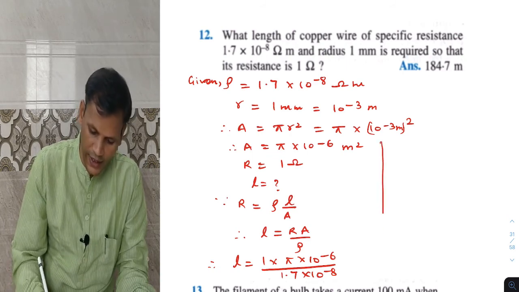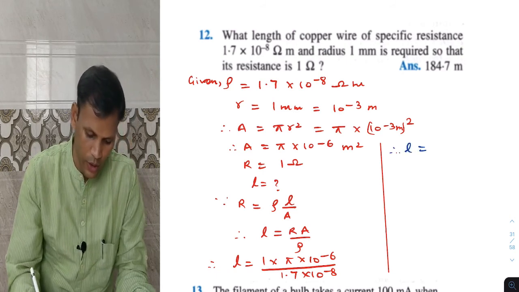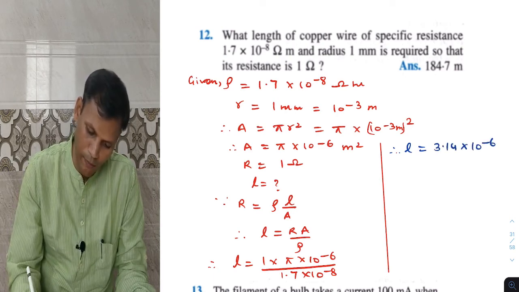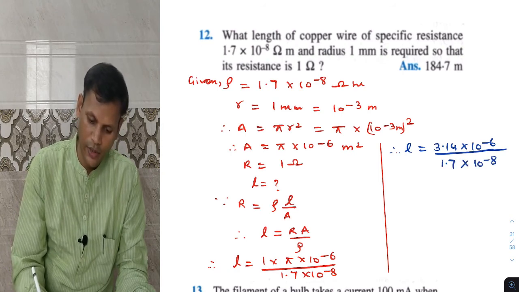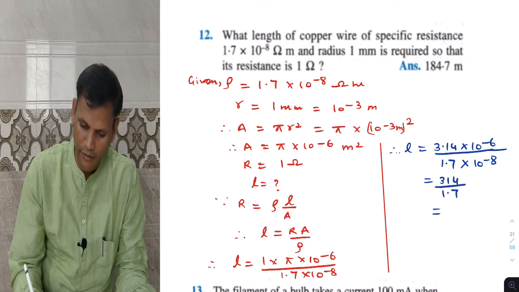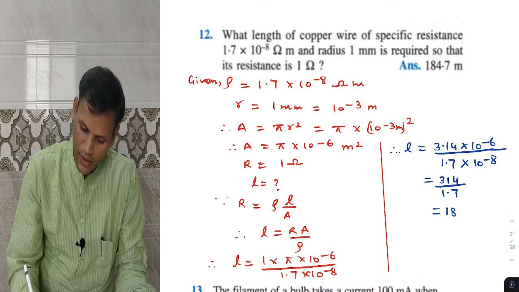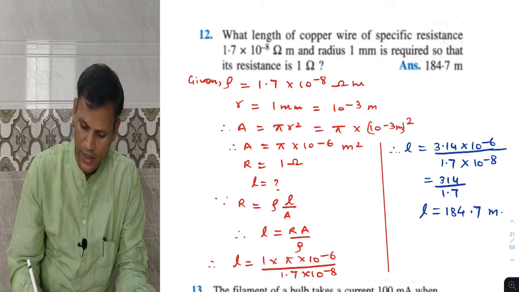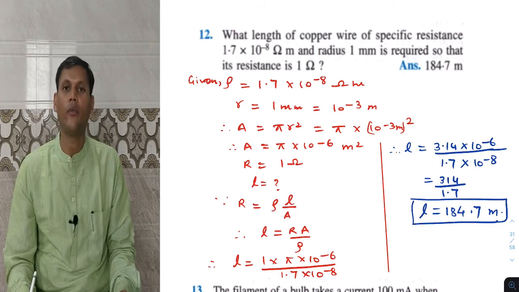So further we will get L is equal to pi value 3.14 into 10 raised to minus 6 by 1.7 into 10 raised to minus 8. So it will be 314 by 1.7, which will be 0.7 meter. It comes 0.66, but I am writing it as 0.7. So this is the length of that wire.